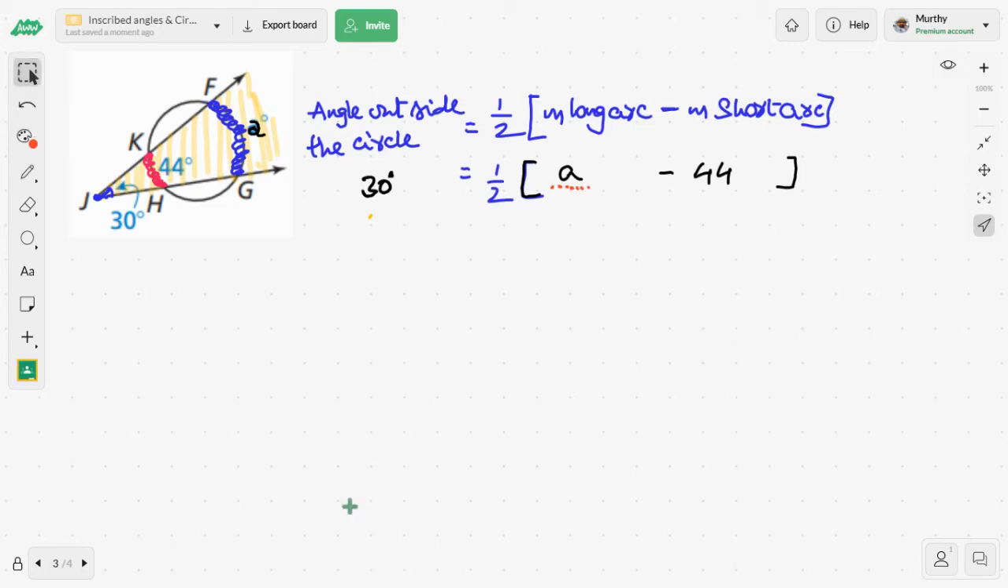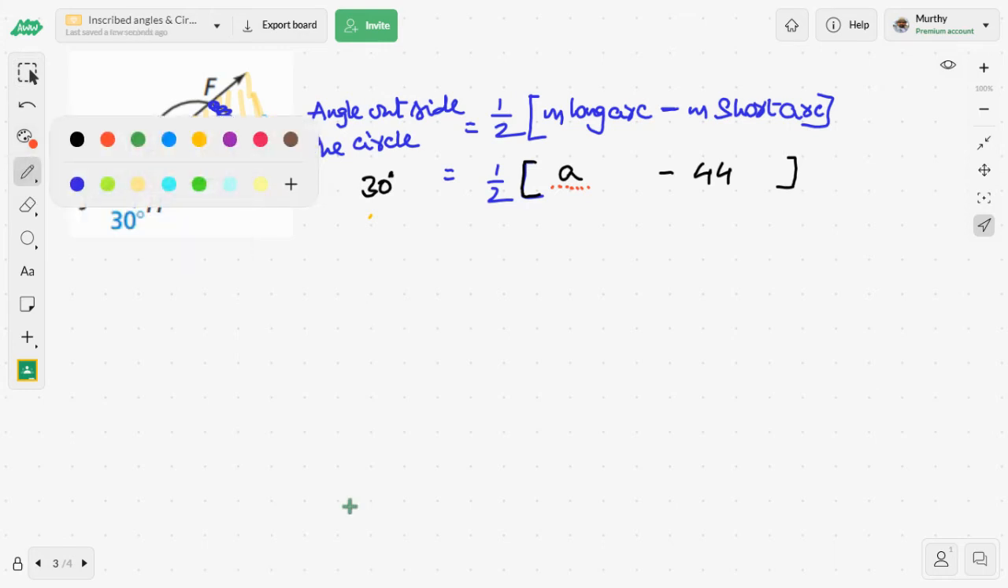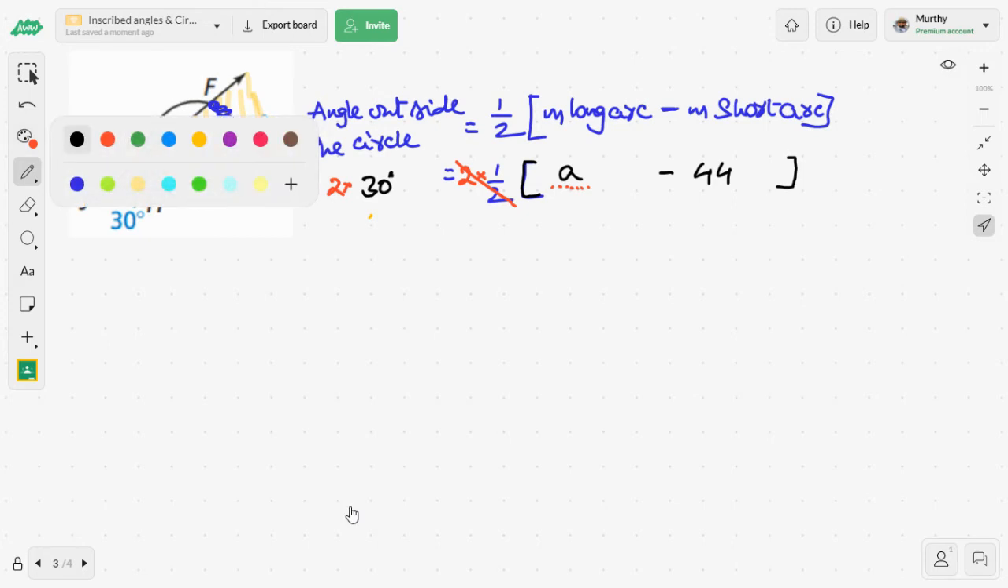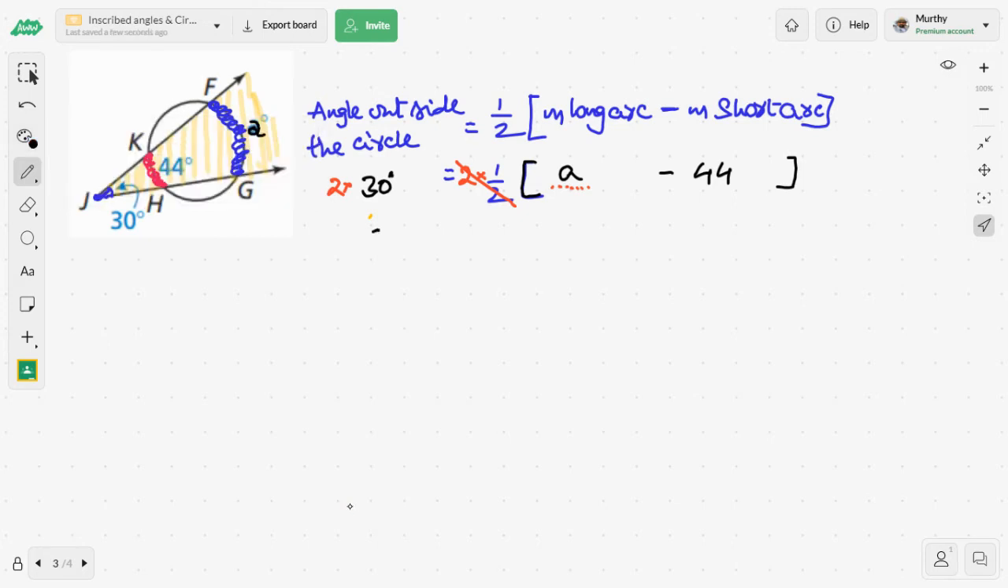For that, we have to start eliminating one after the other values, right? So let me eliminate this 1 over 2. You know that we go by inverse operation, so times 2 on both sides. So 2 times 1/2 gets cancelled and we end up with 1. Then 2 times 30, 60 equals A minus 44. Once again, we take the inverse operation of negative 44, that is positive 44.